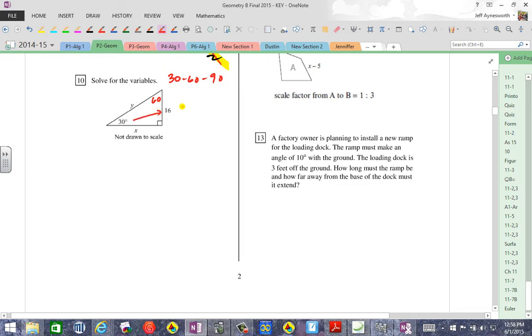The side opposite of the 30-degree angle is the shorter side. All right? It's always half the hypotenuse, which means you got to double to get the hypotenuse, which means that y has got to be 16 times 2, or 32. So it's 32 units here. Go from short to the medium length side. Well, it's getting longer, so you got to multiply, but this time rad 3. So x is equal to 16 times rad 3.